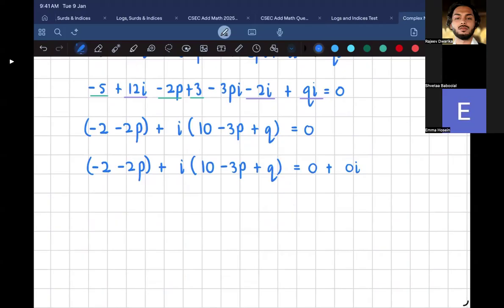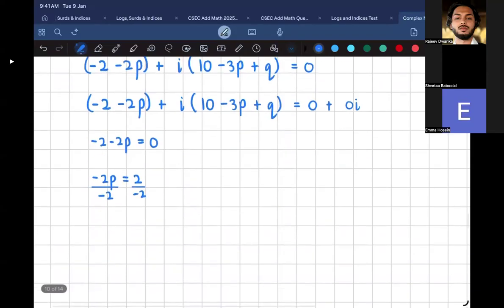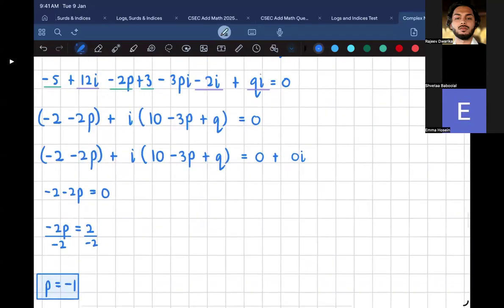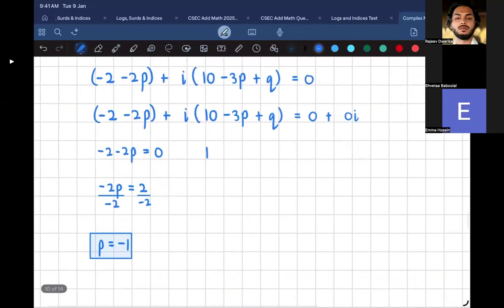So the real part here is minus 2p, and that's going to be equal to what? 0. Right? If I move across the negative 2, that's going to turn to plus 2. I will divide both sides by negative 2. And so p is going to be equal to what? Minus 1. Right. So that's the first answer over here. And what would 10 minus 3p plus q be equal to?